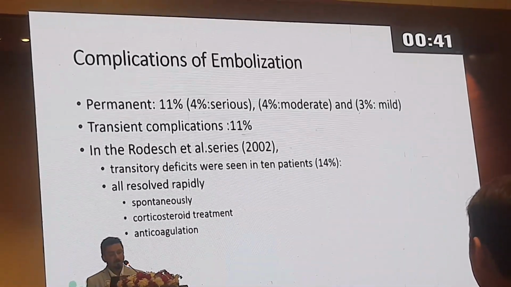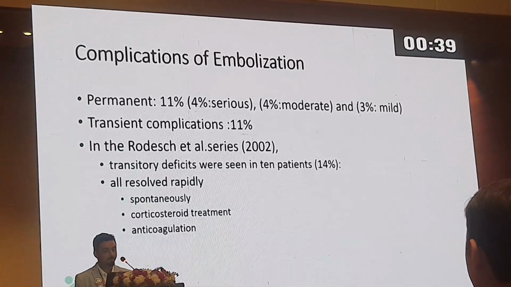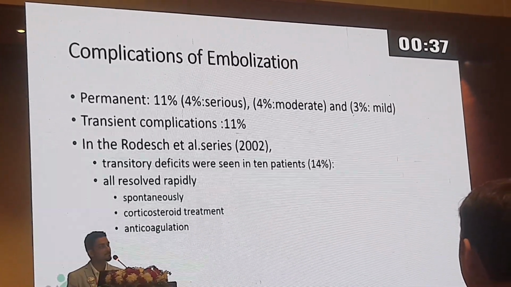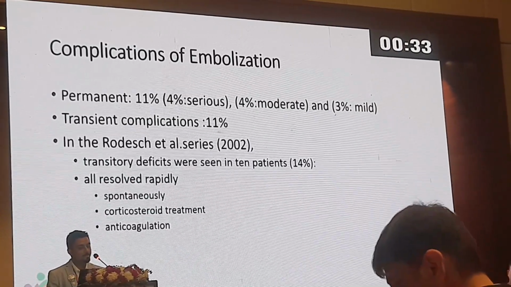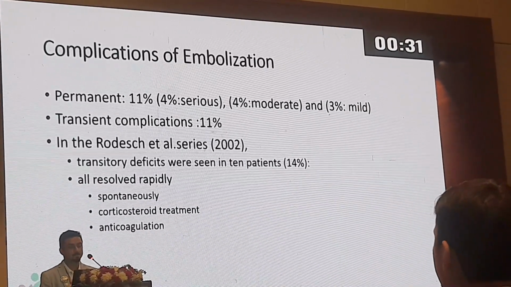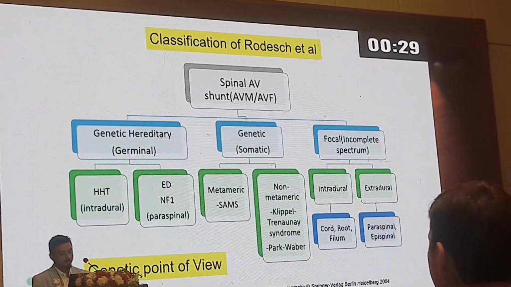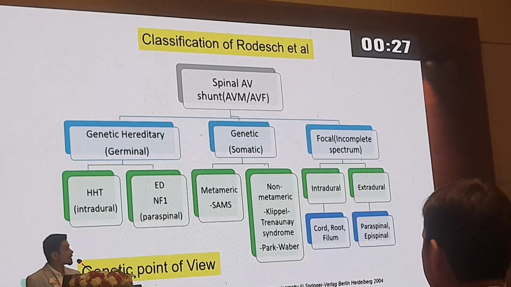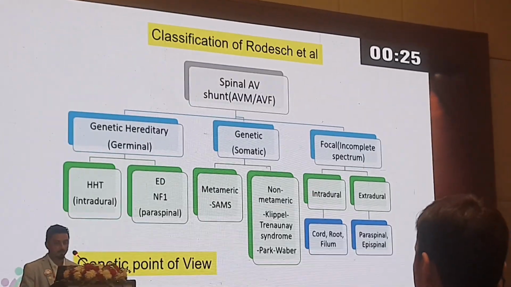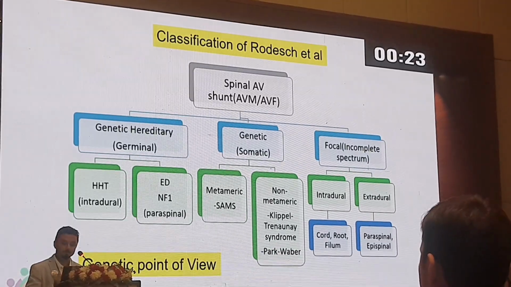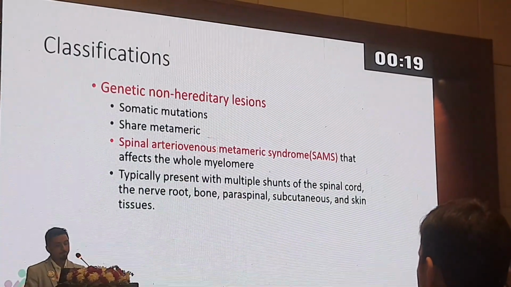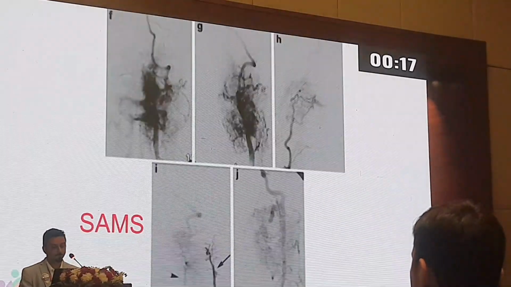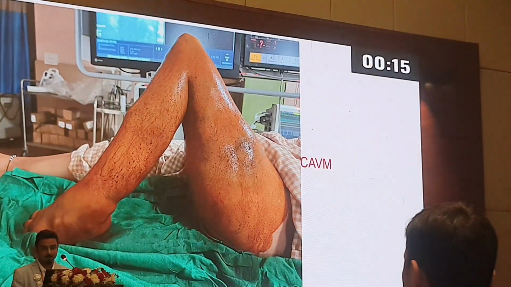Complications: in the series, there were transient complications up to 40%, but additionally up to 11% permanent complications have been reported. So it's always good to keep the genetic classification in mind. I will come back to this by the end. I would like to share my cases.